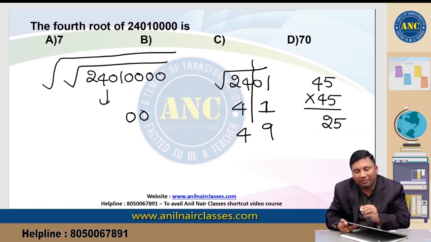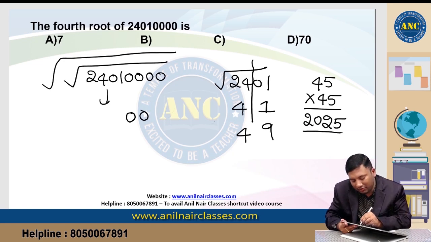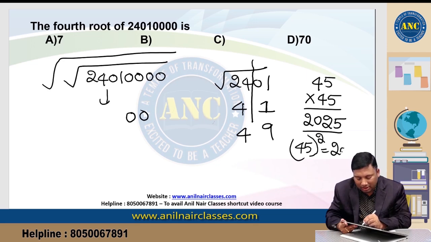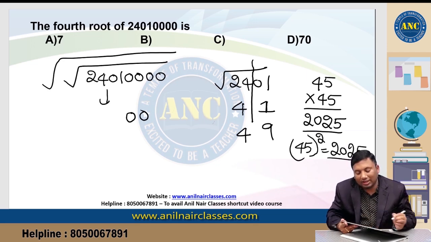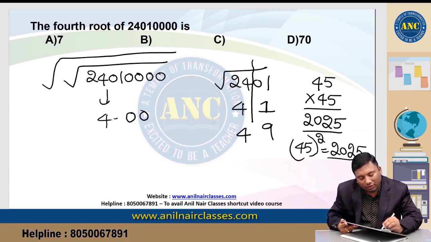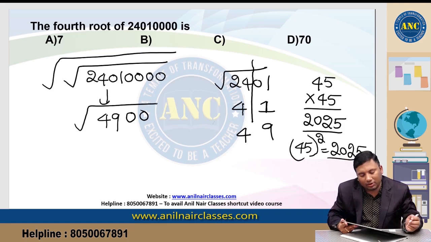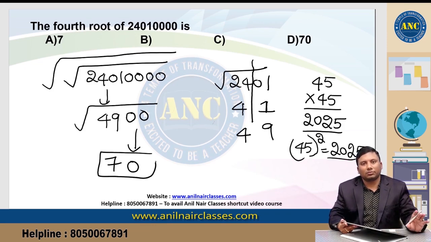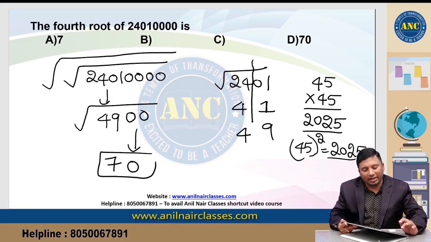5 5s are 25. Add 1. 5 4s are 20. So 45 whole square is 2025. 49 whole square will be 2401. So this is nothing but 4900. Again square root: 2 zeros will become a single zero. 49 answer is 70. I hope the idea is clear, right? So answer for this question is 70.